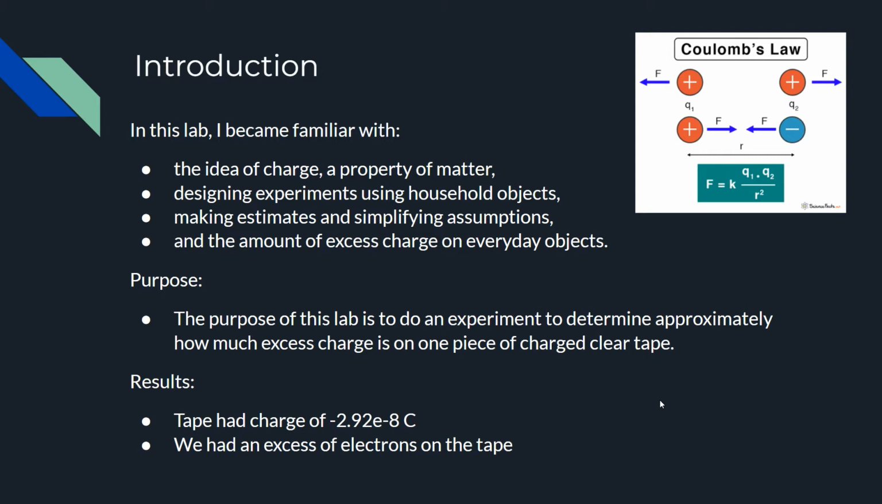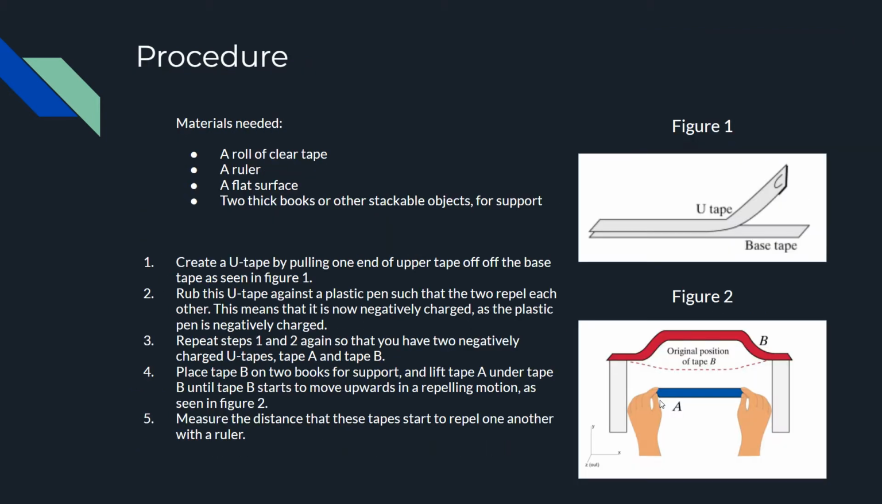The results: we found that the tape had a charge of negative 2.92e-8 coulombs, which means that we had an excess of electrons on the tape. We needed a roll of clear tape, a ruler, a flat surface, and two thick books for support.